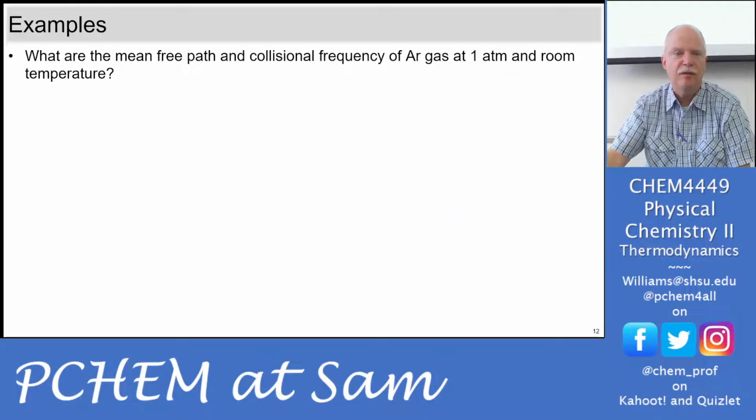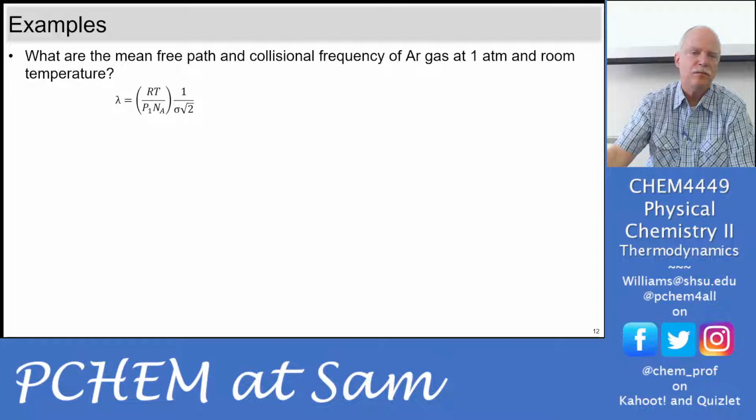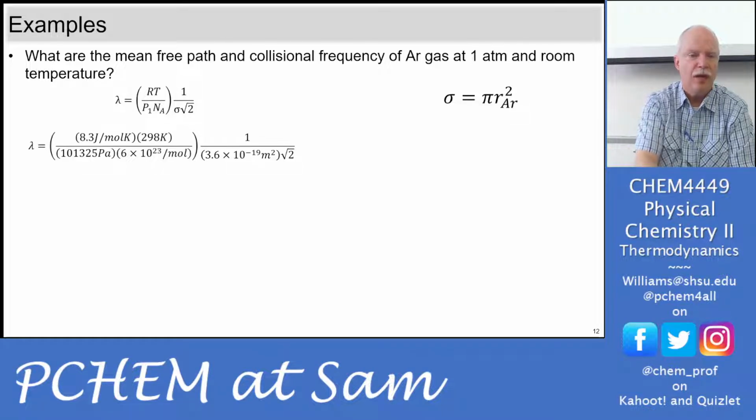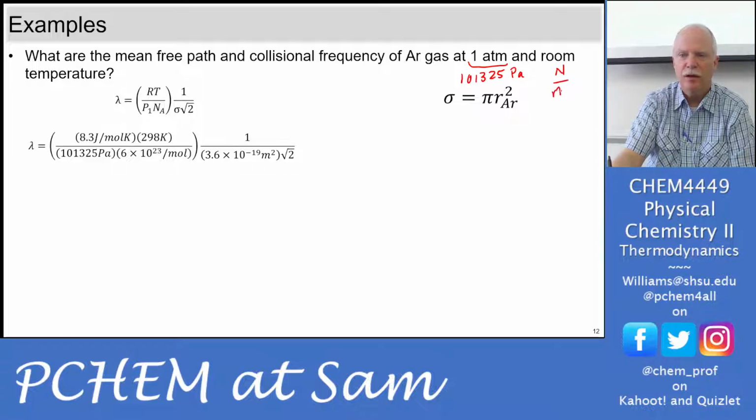And so here's some examples. What are the mean free path and collisional frequency of argon gas at 1 atmosphere and room temperature? So we can calculate that mean free path using our pressure at 1 atmosphere. We're going to use the ideal gas constant in terms of the 0.082. Actually, we can use the pressure of 1 atmosphere definition into pascals, 101,325 pascals, which is equal to a Newton per meter squared.